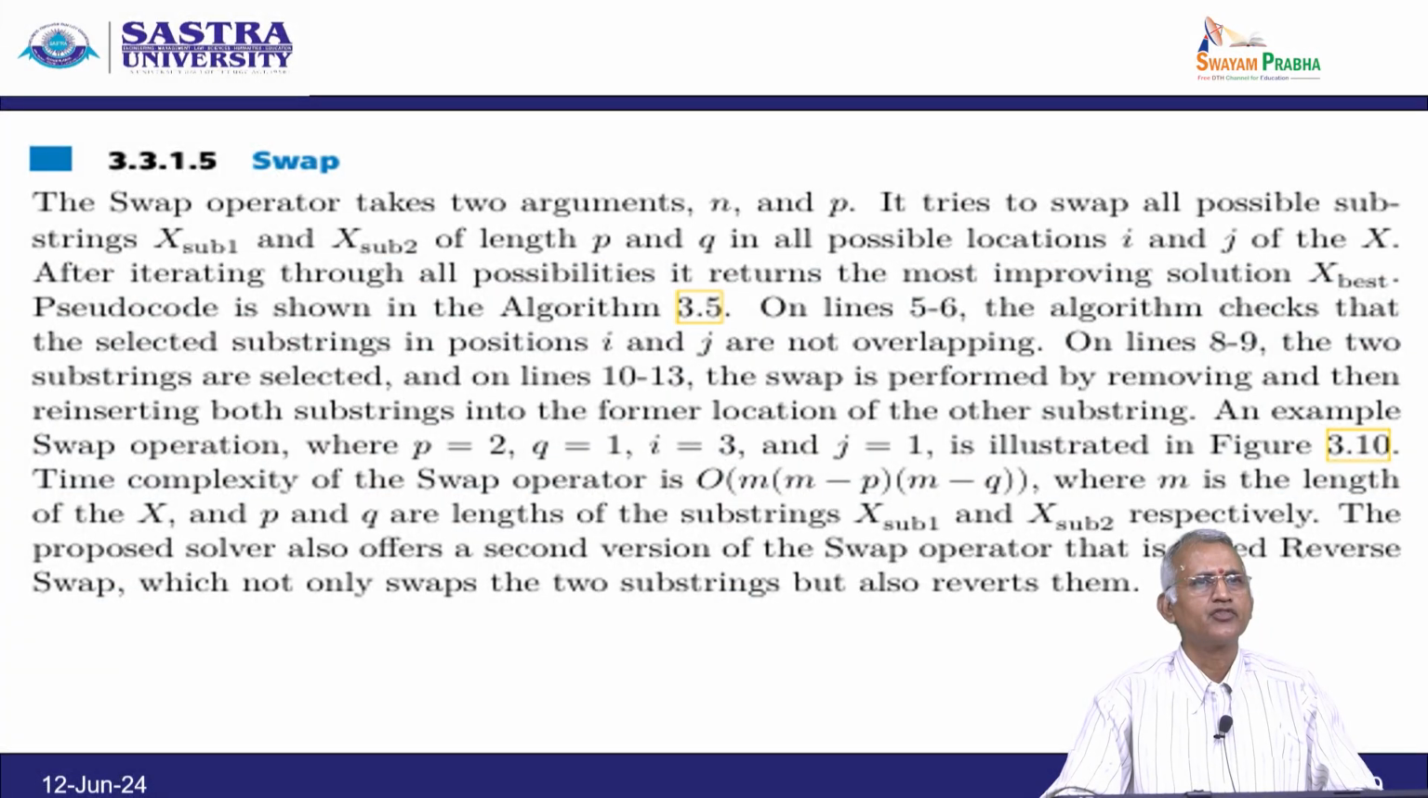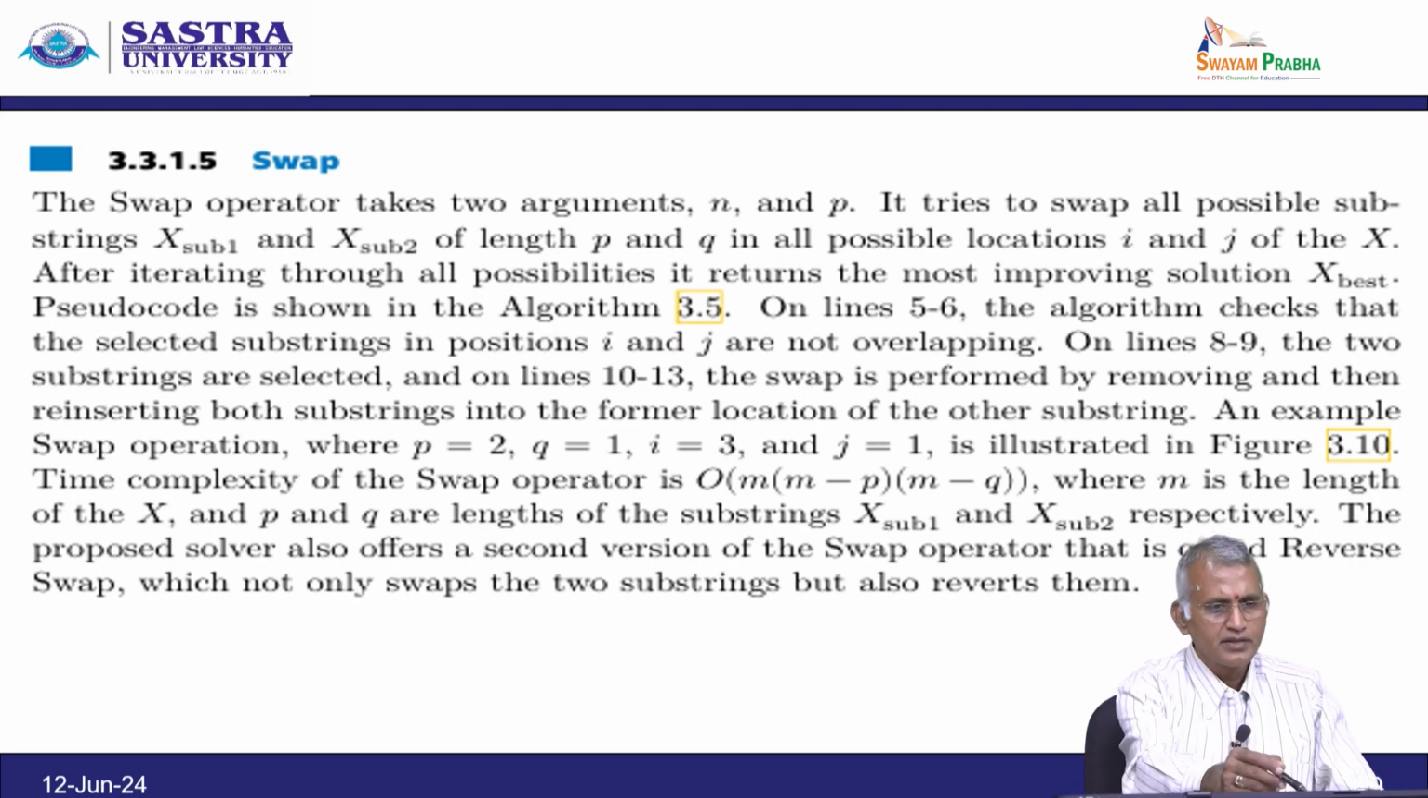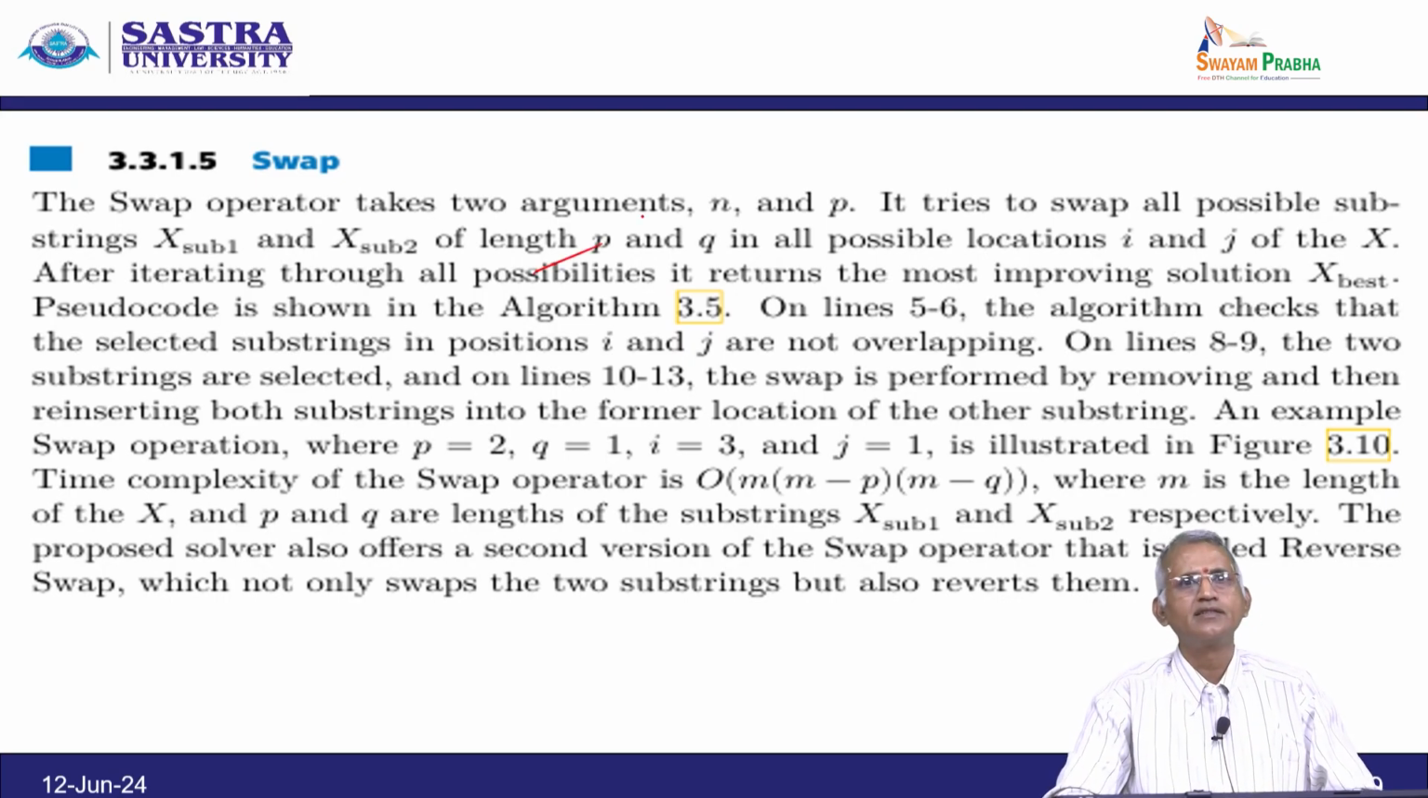Next, swap. The swap operator takes two arguments, p and q. It tries to swap all possible substrings x suffix 1 and x suffix 2 of lengths p and q in all possible locations i and j of x. After iterating through all possibilities, it returns the most improving solution, x best. Pseudocode is shown in Algorithm 3.5.